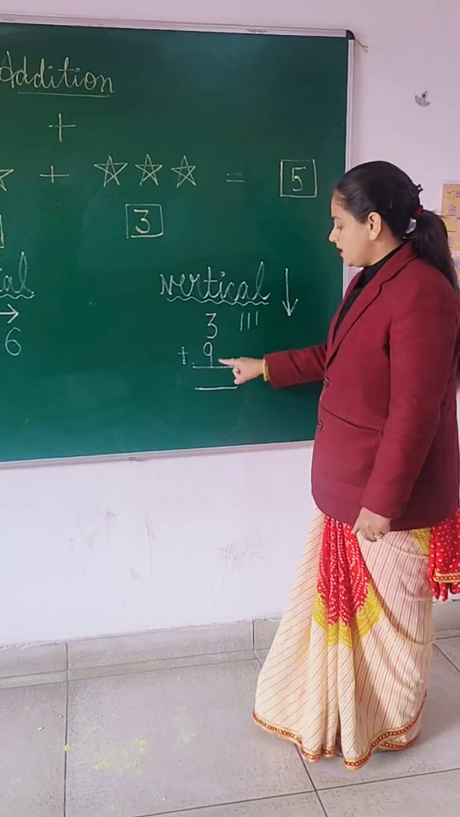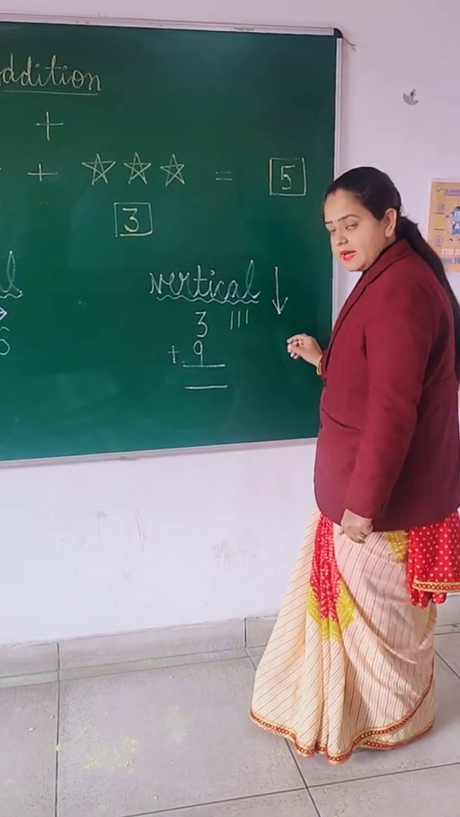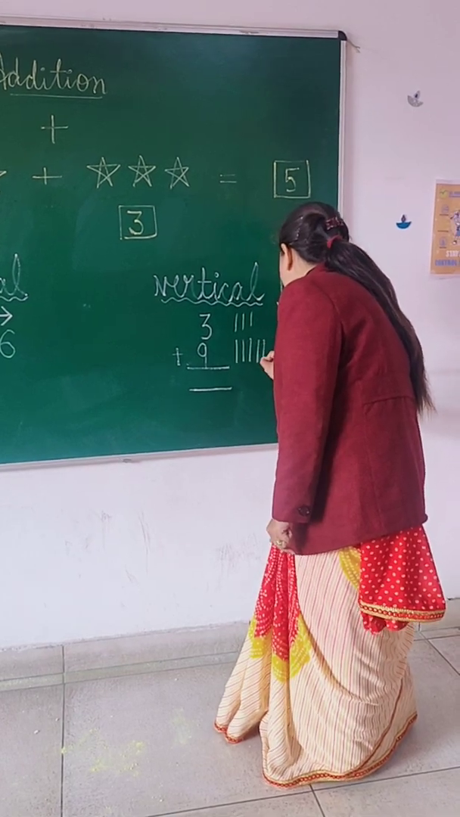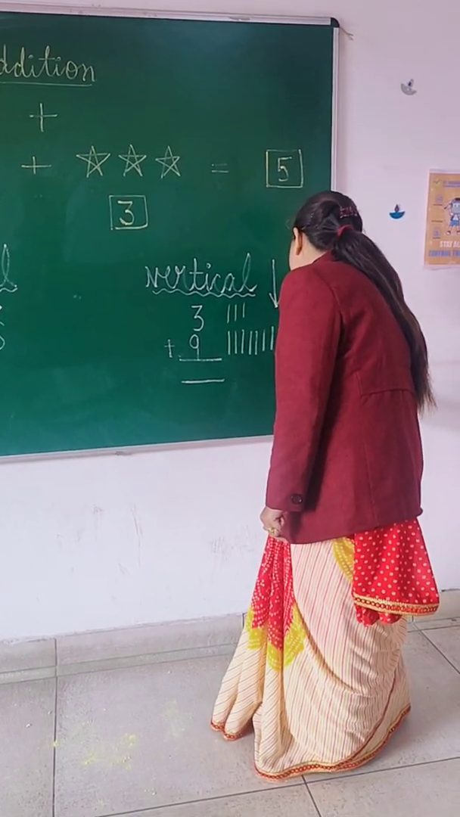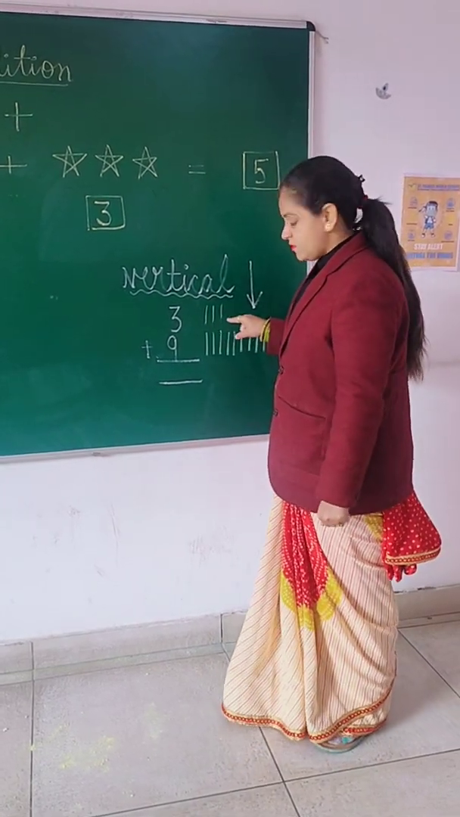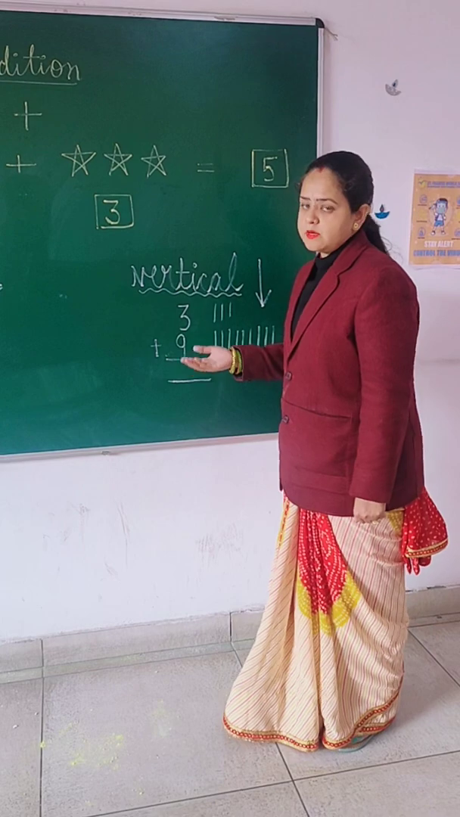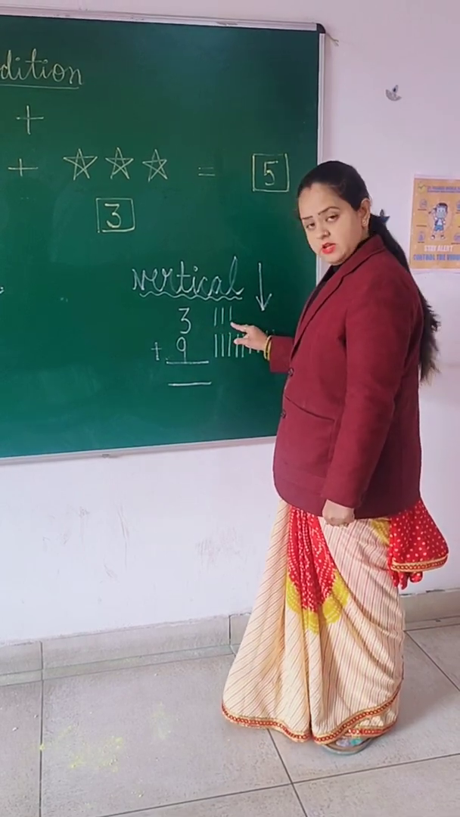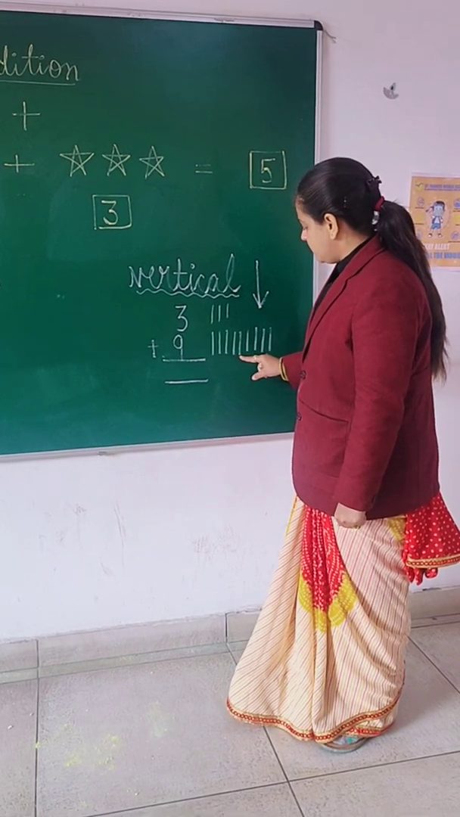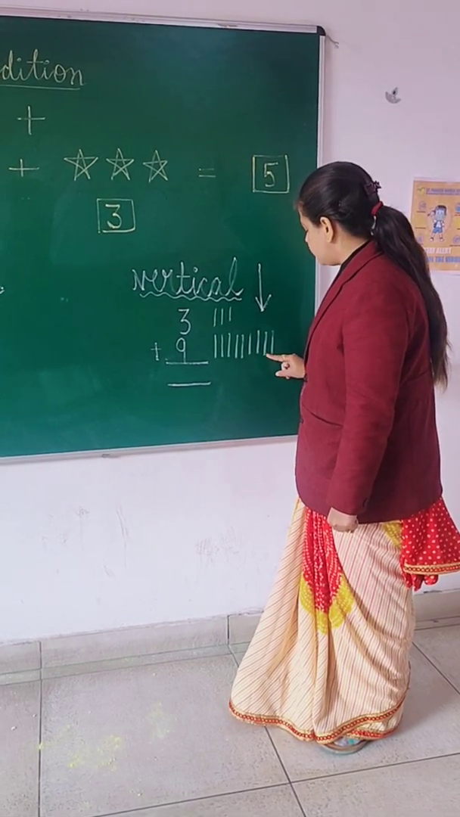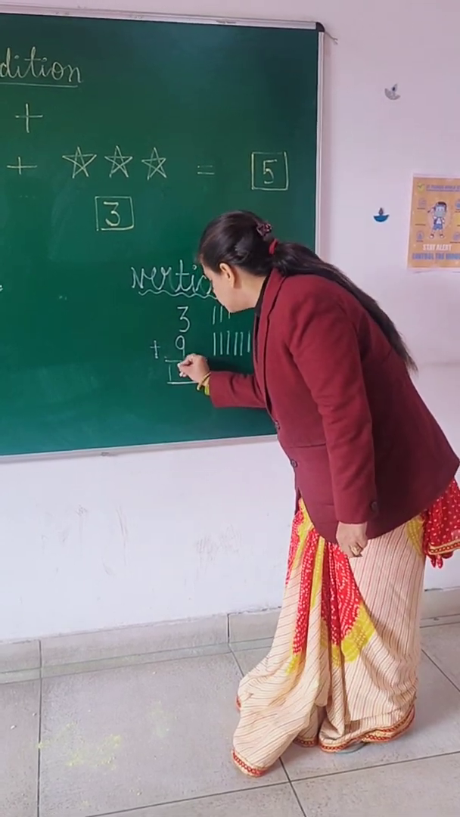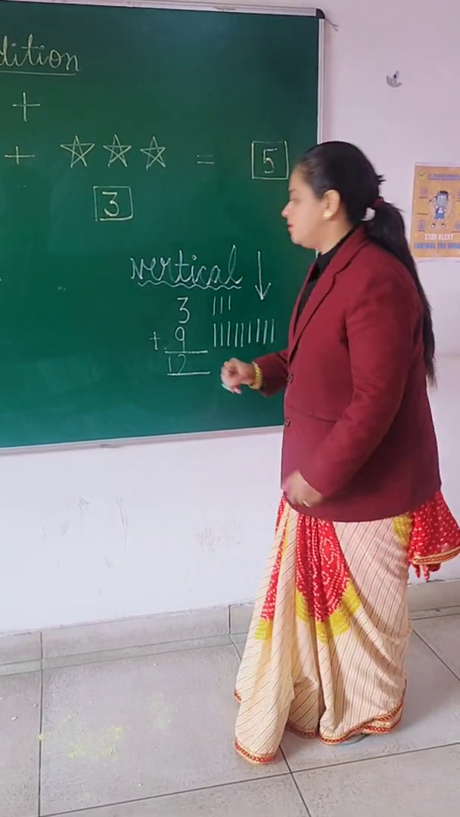Okay? Then number 9 is given. We are going to make 9 lines or sticks. 1, 2, 3, 4, 5, 6, 7, 8, 9. Now children, after 3 we are going to do the forward counting. 1, 2, 3, 4, 5, 6, 7, 8, 9, 10, 11, 12. So the answer is 12.